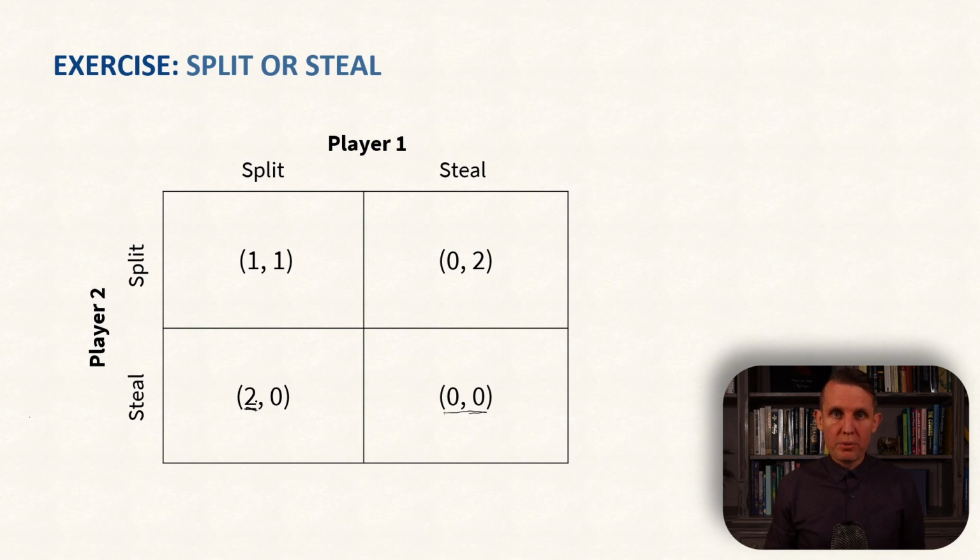However, there are multiple Nash equilibria in this game. Let's look at this one here. Does player 2 have an incentive to deviate from this? No, if they decide to split instead of steal, they get a payoff of 1 instead of 2. Player 1 also has no incentive to deviate because their payoff will remain the same. Therefore, this is a Nash equilibrium. And because it's a symmetric game, we know that this is also going to be a Nash equilibrium where no player has an incentive to deviate.